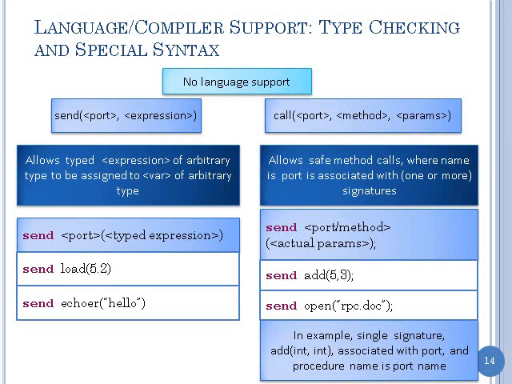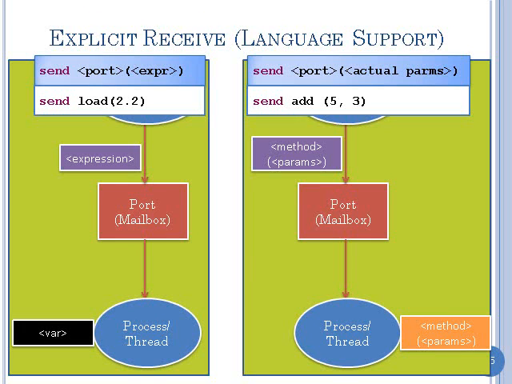So in this example, the signature is associated with the port, and the procedure name is the port name. Okay, and again, these are actual things. Okay, so the send is explicit. Clearly, the act of consuming a message is what we call receive.